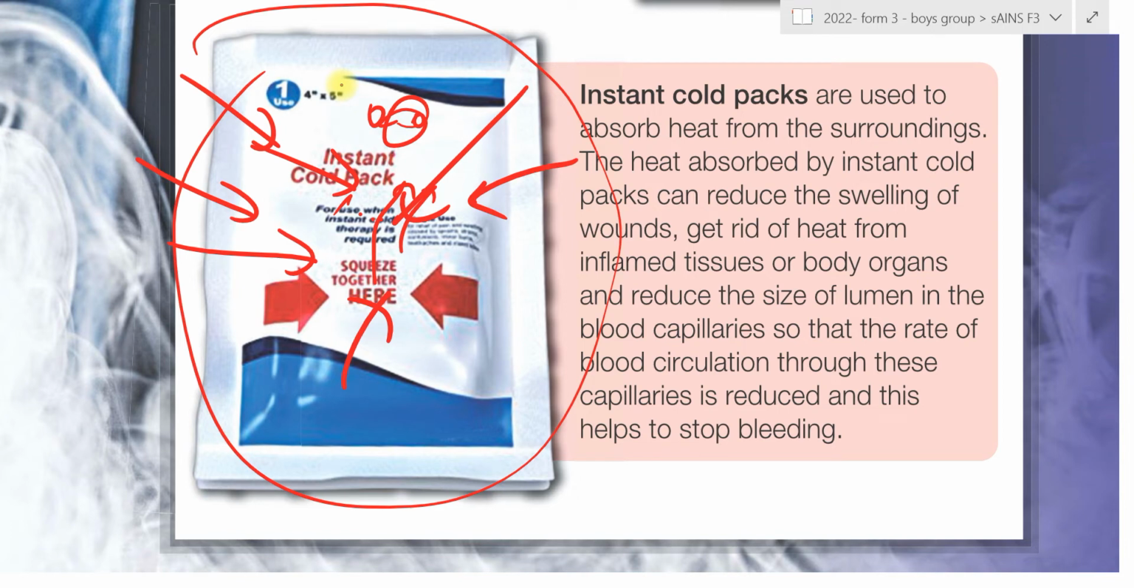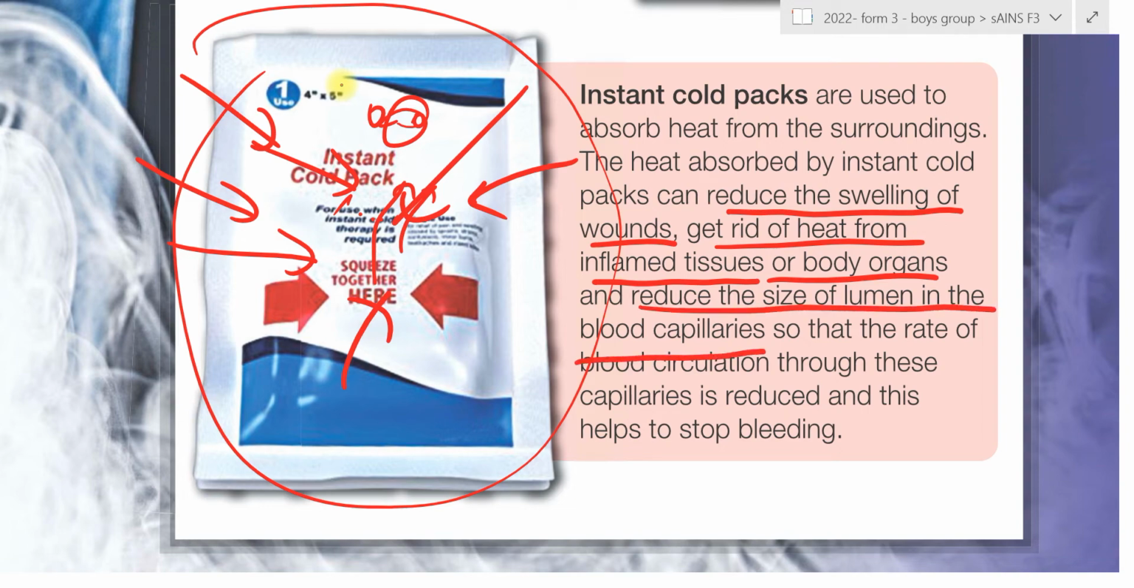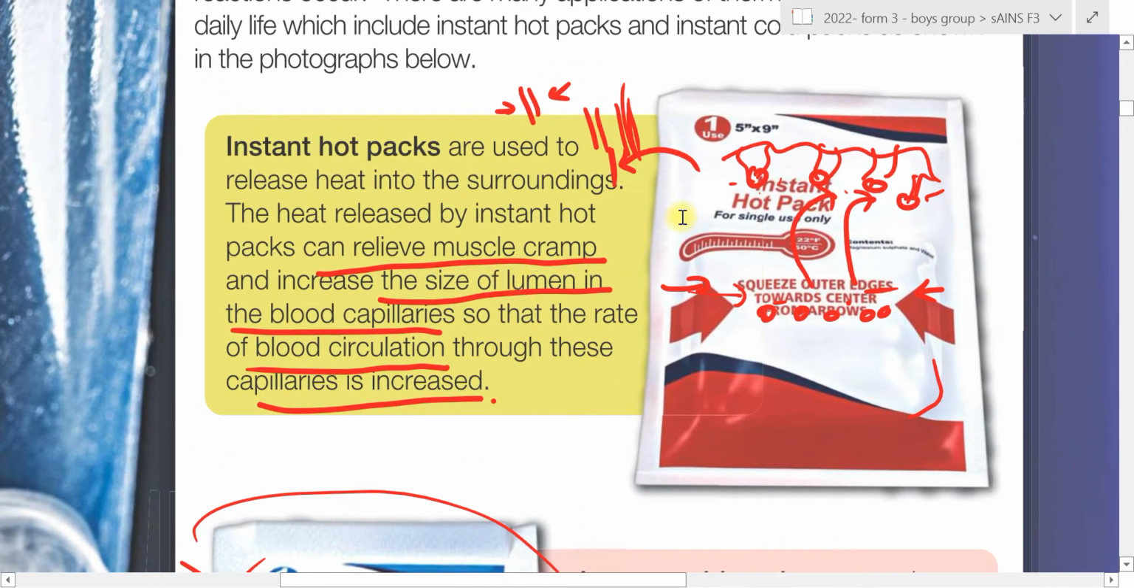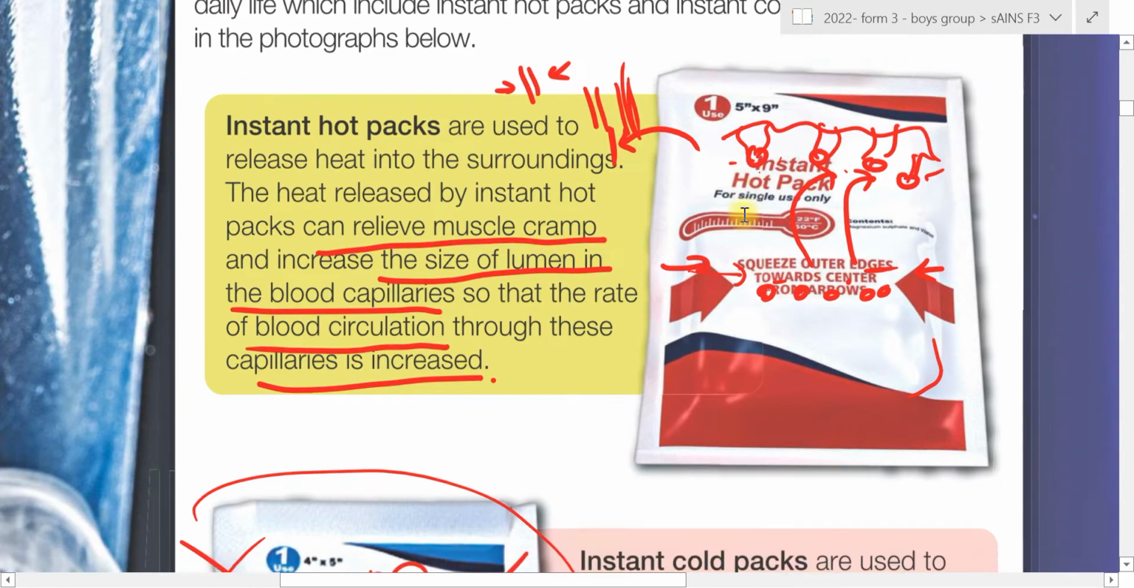The heat absorbed by the instant cold pack, we use to reduce the swelling of the wound, get rid of heat from the inflamed tissue or body organs, and also to reduce the size of the lumen in the blood capillary, so that the rate of blood circulation through this capillary is reduced, and this helps to stop bleeding. Remember, when you get your muscle cramp, your blood capillary is squeezed inside already, so you need to dilate it, make it big. So you use hot pack.